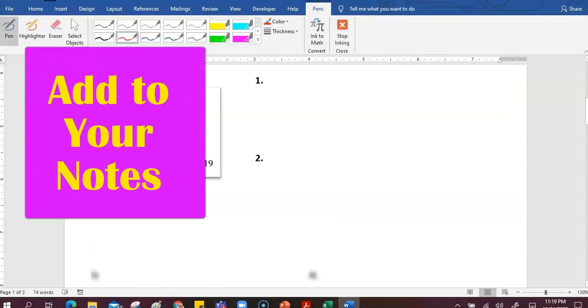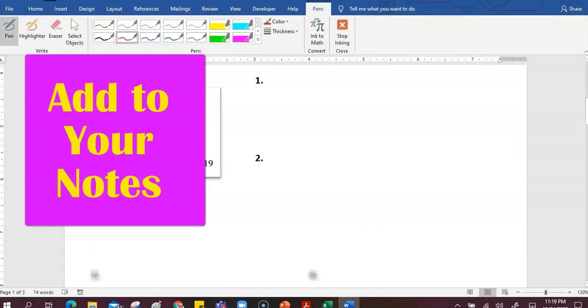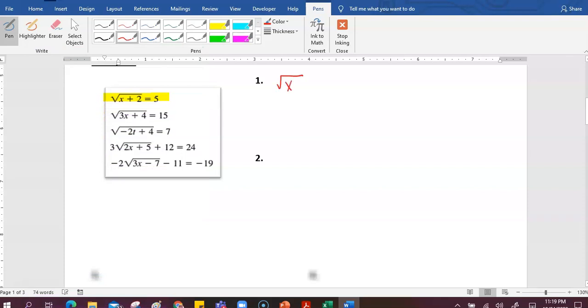All right, let's begin. First one. Underneath the radical, we have an x plus 2, and that is equal to 5. The rule says square both sides, and then that cancels out, and I'm left with what is inside. 5 squared is 25, and then you basically just have an equation to solve.